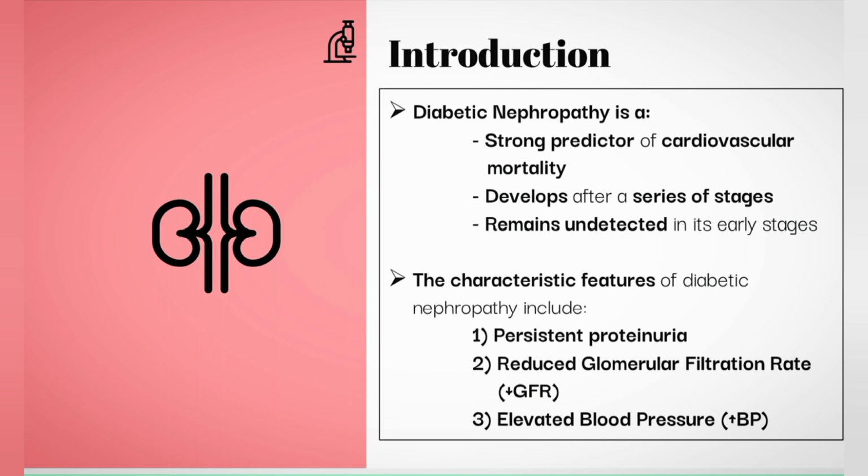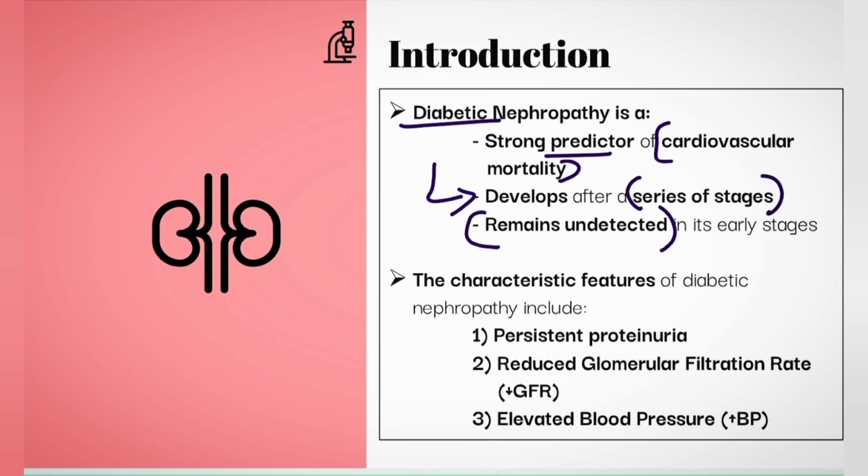It is also found that diabetic nephropathy is a strong predictor of cardiovascular mortality, and it develops after a series of events, a series of stages. However, in the early stage, diabetic nephropathy remains undetected.